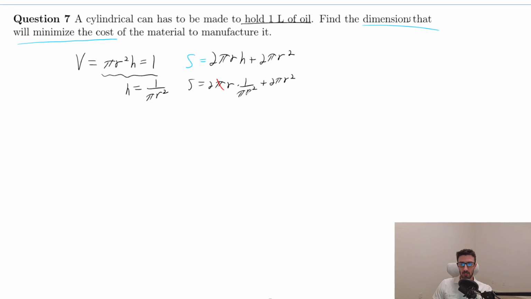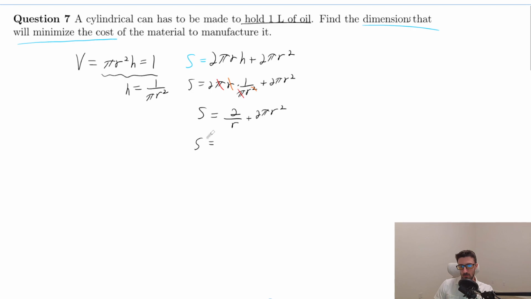Now I can cancel out these pi's, and I can also cancel out this r with that extra r there, and it would leave me with 2 over r plus 2 pi r squared equals s. So this is the thing I now have to minimize. And in order to minimize it, I'll take its derivative.